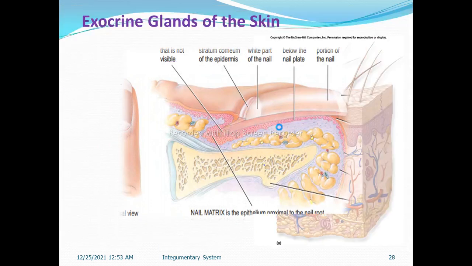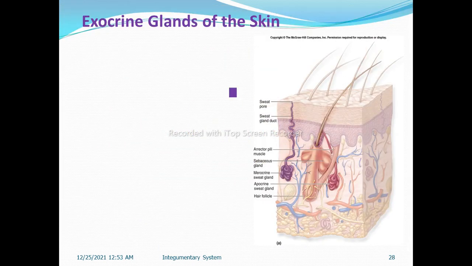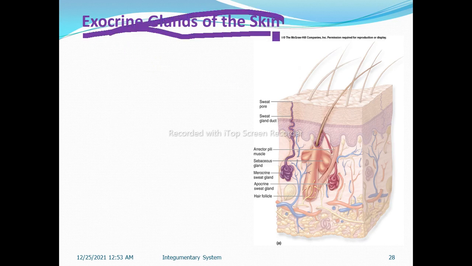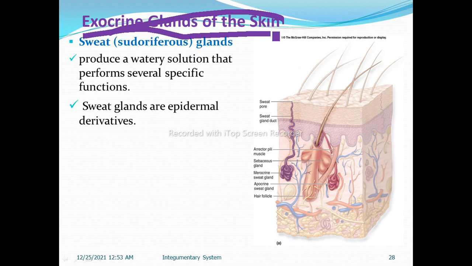But now we are starting the third type of appendage, known as exocrine glands of the skin. Now we are observing exocrine glands. The first is the sweat gland, or sudoriferous gland. These are sweat glands, known as merocrine or eccrine glands, and apocrine glands.